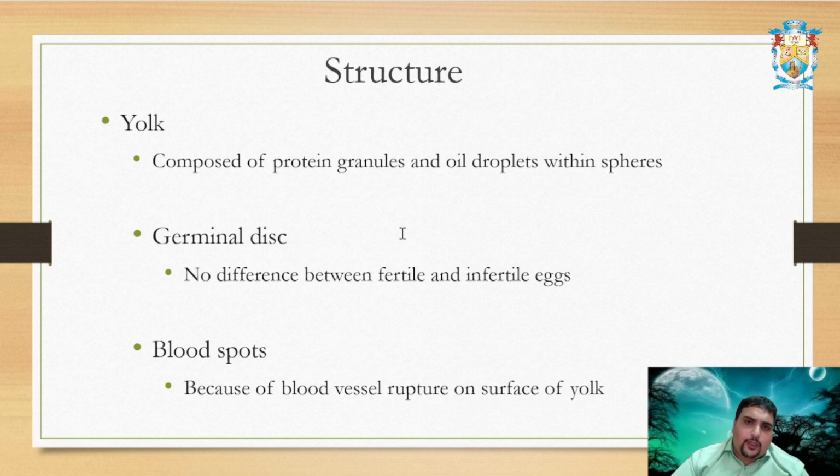Then blood spots. This is rarely found in the egg. This happens due to maybe ruptured blood vessels while the egg is laid, or also the formation of the yolk.